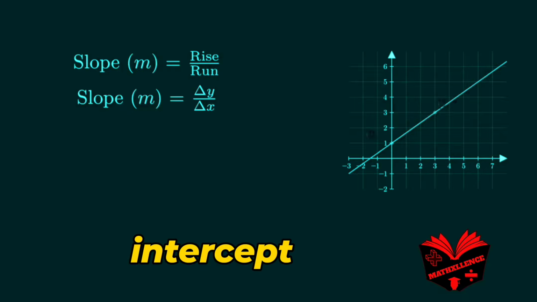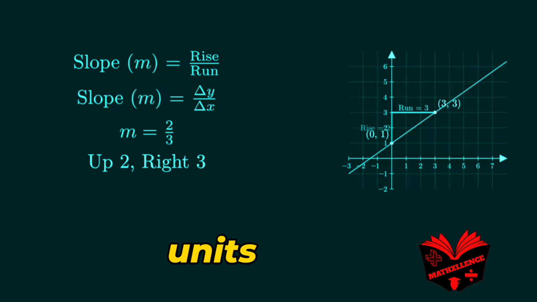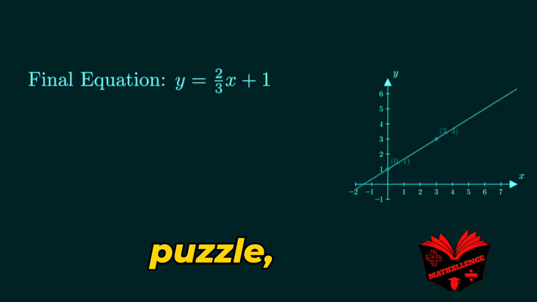Starting from our y-intercept at (0, 1), how do we get to the next point at (3, 3)? We have to go up 2 units on the grid. That is our rise. Then, we move to the right 3 units. That is our run. So, our slope m is 2/3. This means for every 2 units we go up, we must go 3 units to the right to stay on the line. Now that we have both pieces of the puzzle, let's put them together into our final equation.